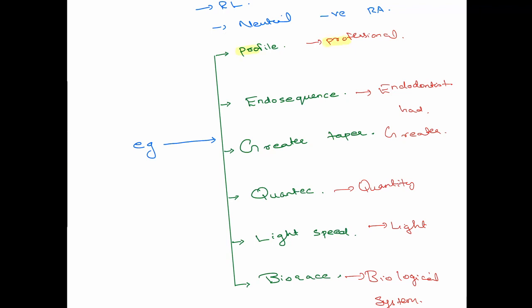Endodontist, EndoSequence. Greater taper, GT. Quantity, Quantec. So you don't just remember this order, you know that a professional endodontist will have a greater quantity of light in the root canal, isn't it? So remembering it becomes easy. But remember, whenever you are taking down any short forms, you should be revising them prior to the day of the exam. Otherwise, you will forget the short form, and what's the use of it then? Remembering things becomes very difficult.